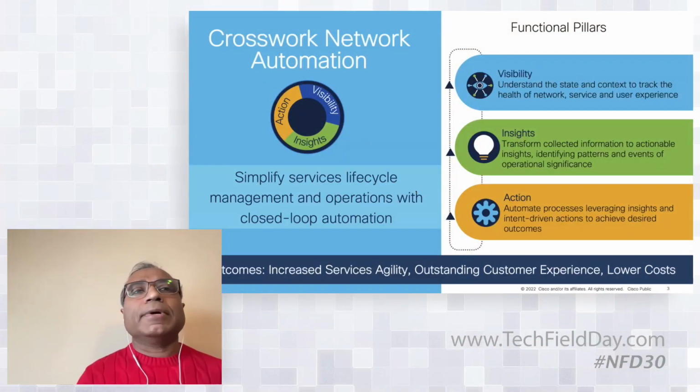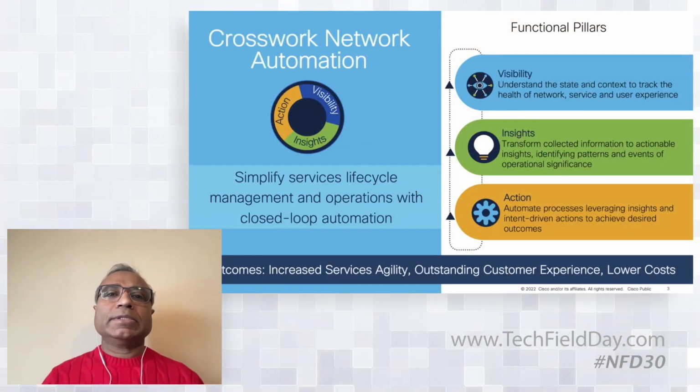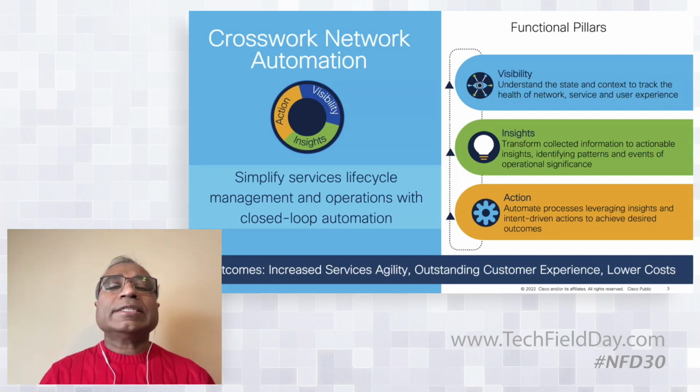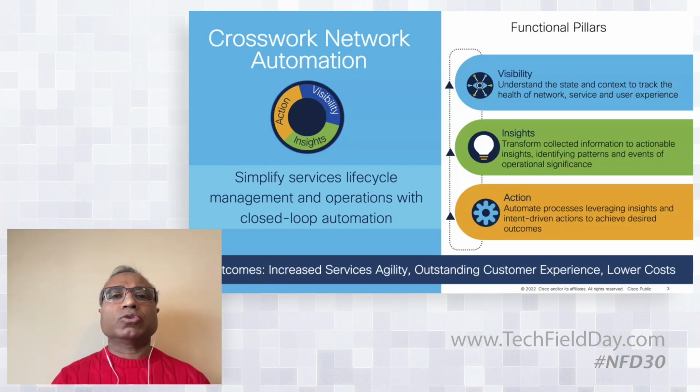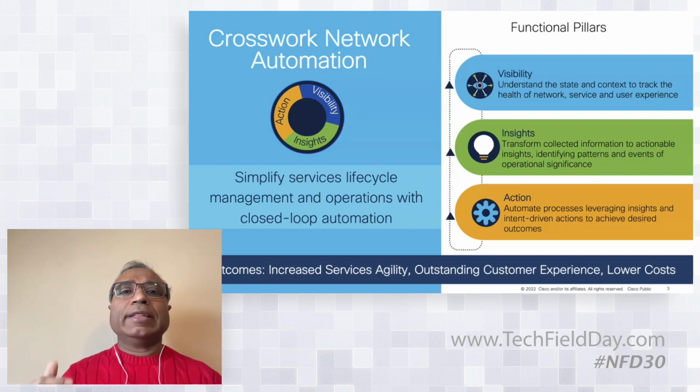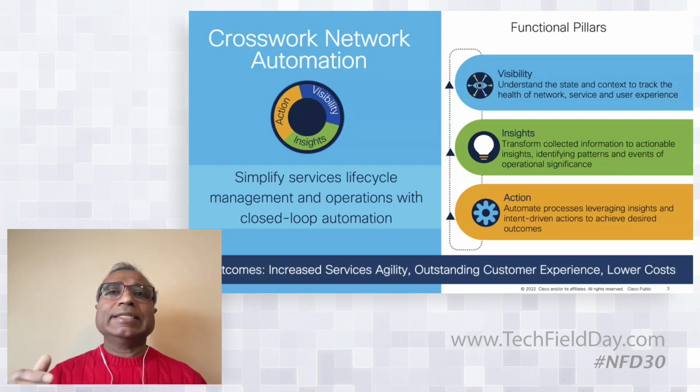So now let me talk about the Crosswork network automation. The goal there is that we want to simplify the service lifecycle functions through closed loop automation. And that is based on three key pillars. These three key pillars you'll see are embraced into any of the offerings that we have in the portfolio. And these are basically the visibility, insight, and actions.